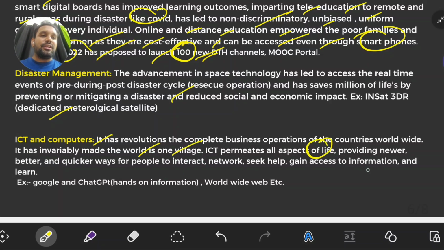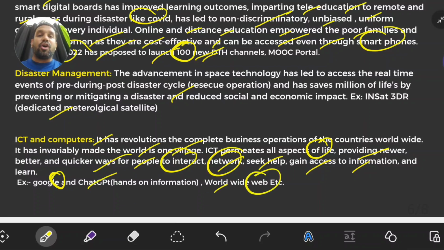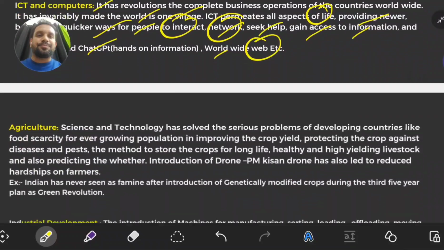Life became very easy. We are able to communicate worldwide, with quicker ways to interact with people, connect with the help of Facebook, Insta, seek help, and gain access to information hands-on. There is nothing but to just put your hand on the mobile phone or the laptop, and all information is available. This is called hands-on information. Google, ChatGPT, World Wide Web, all these have made our life better with regard to communication.